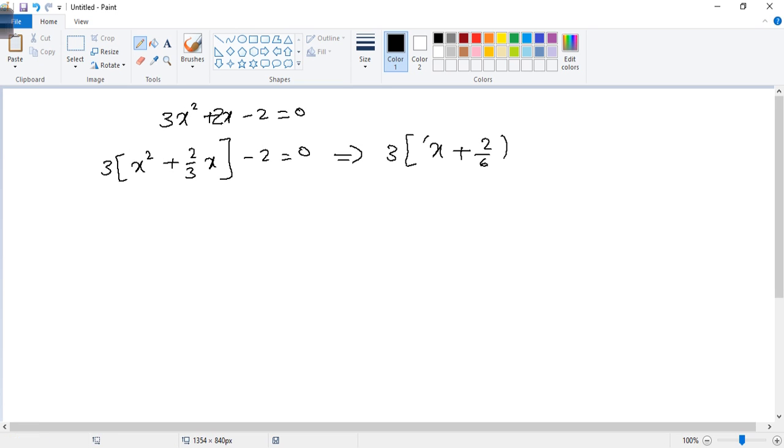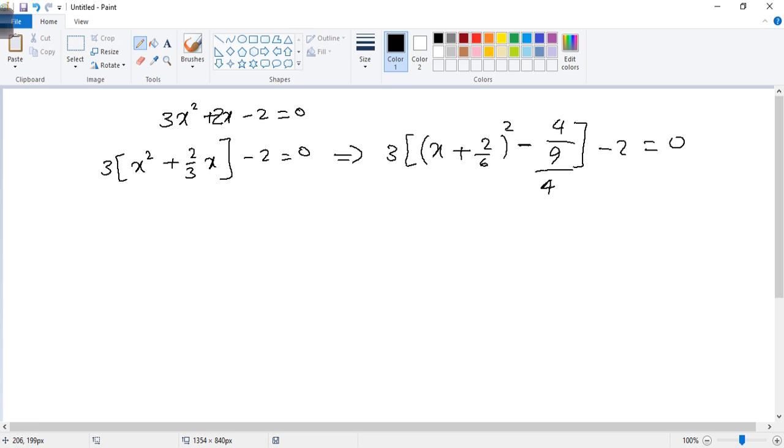And square, minus, what is 2 over 3 squared? It will be 4 over 9 divided by 4, and here minus 2 equals 0. Yeah, it's a bit scary.